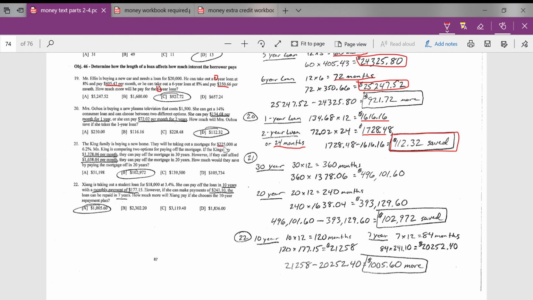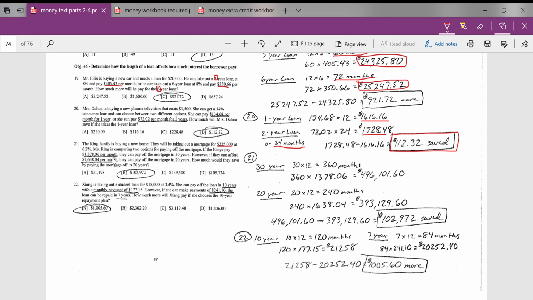The mortgage is $225,000, and they're going to be charged 6.2%. Again, that percent is how they'll figure out the monthly payments, but they're going to tell us that. We don't need to use that to figure anything out. It says if the Kings pay $1,378.06 per month, they can pay off the mortgage in 30 years. However, if they can afford $1,638.04 per month, they could pay it off in 20 years. How much would they save by paying the mortgage off in 20 years?